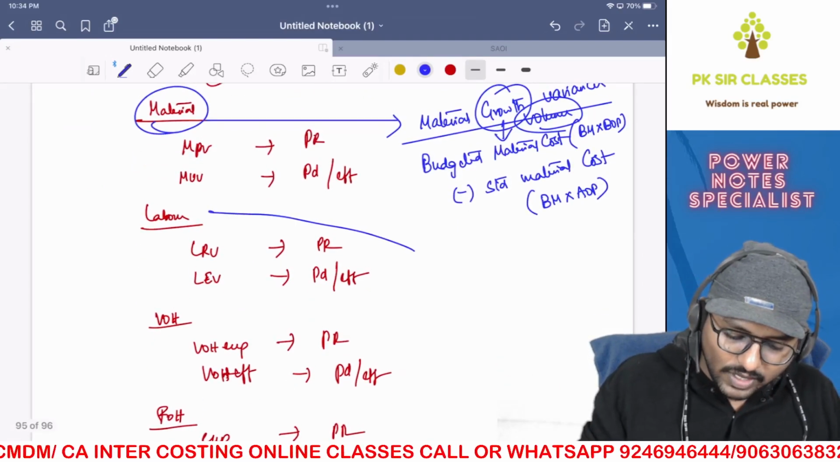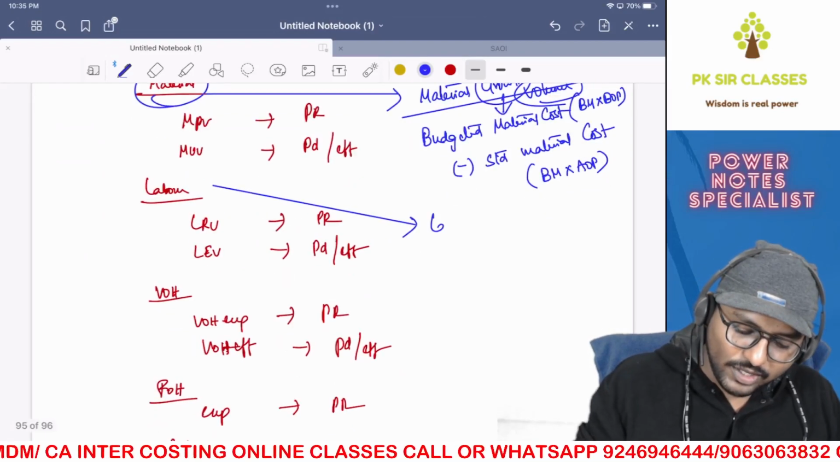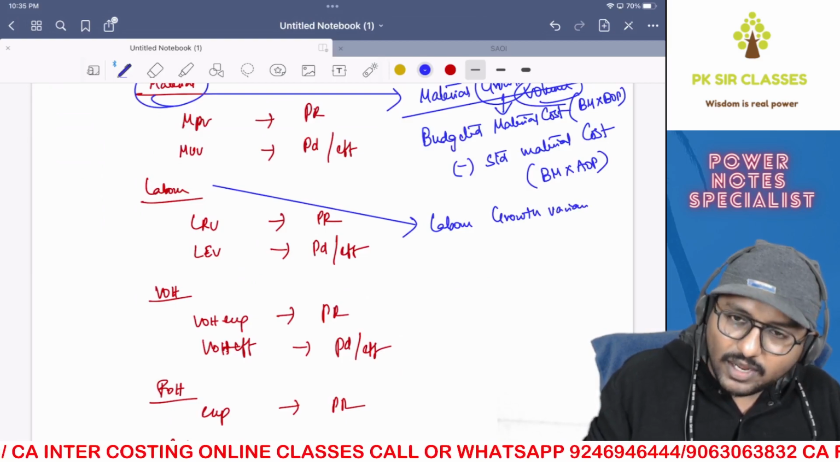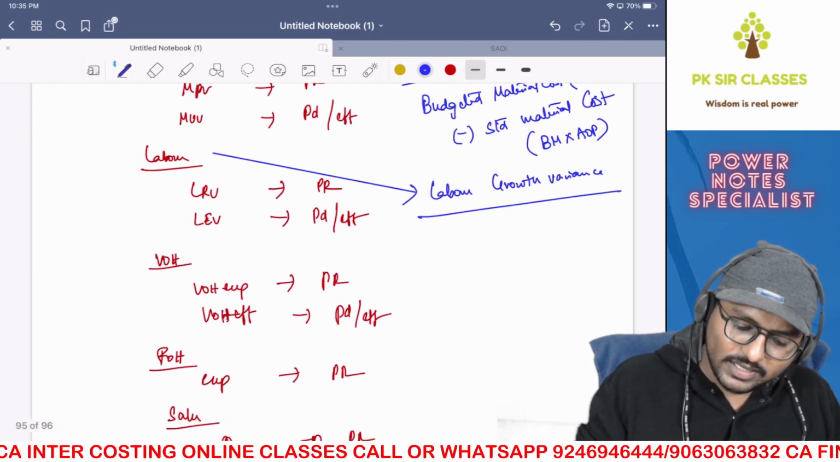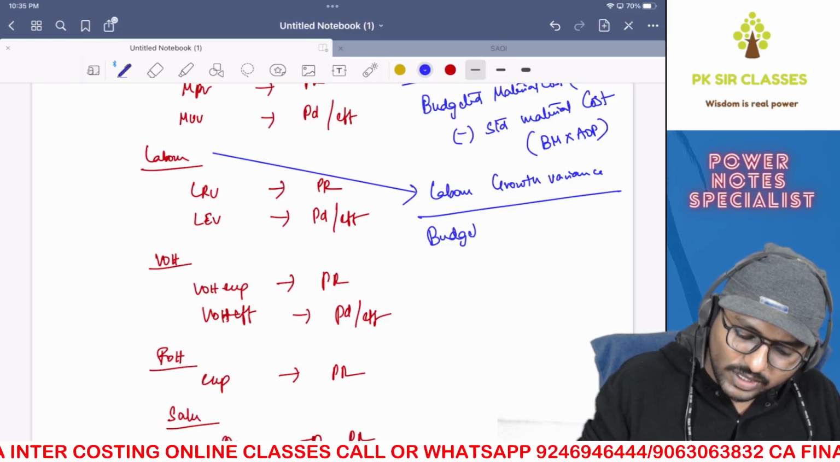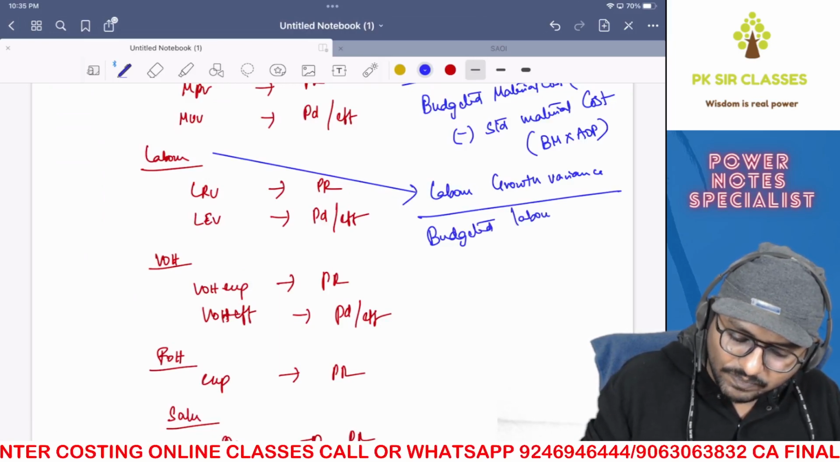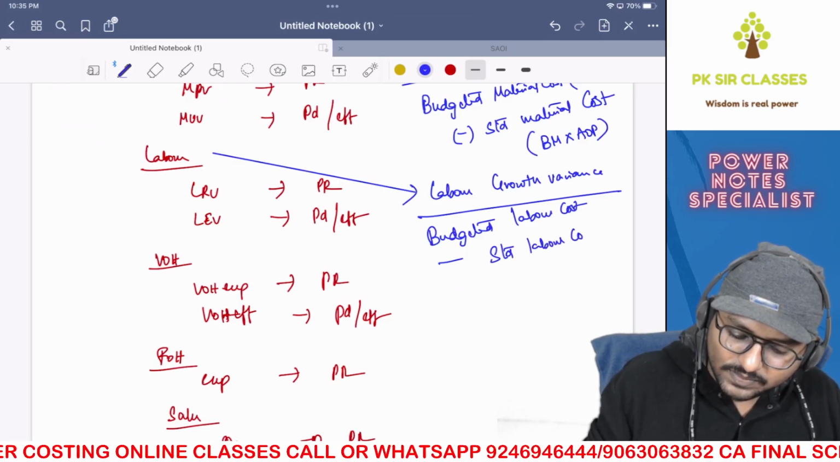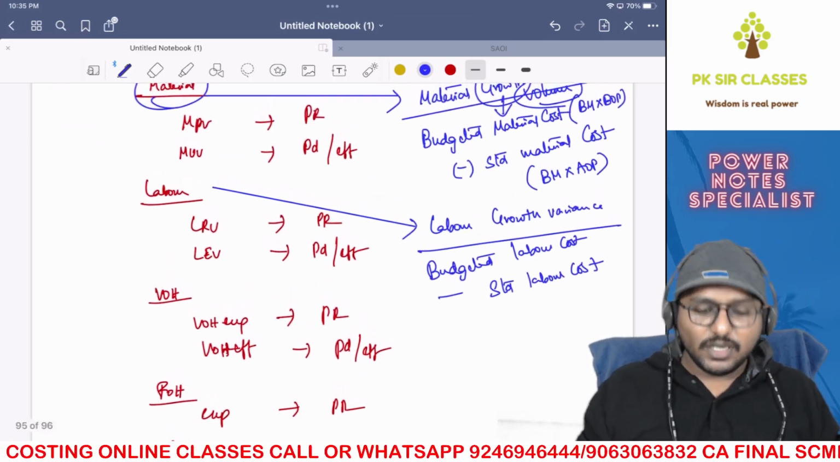Same logic applies to labor also. Suddenly you see and you need to calculate something called labor growth variance. Don't get terrified. Same logic. It is the difference between budgeted labor cost and standard labor cost, isn't it? Again, the logic remains the same.